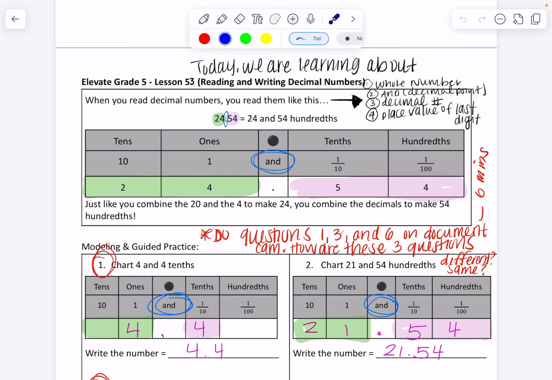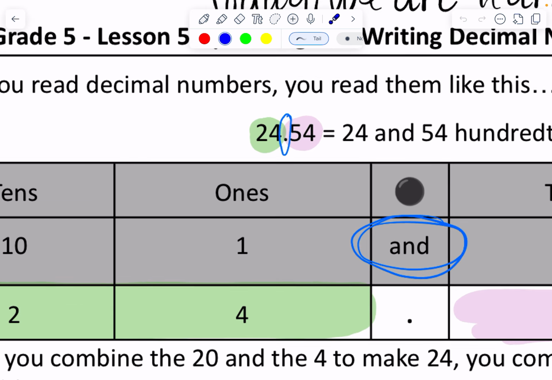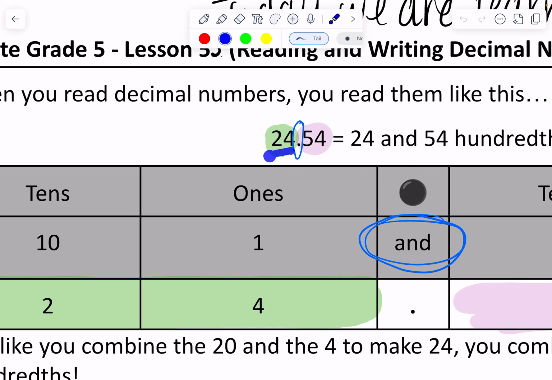So there are 4 parts in how to say these numbers, and we want to get students used to saying these numbers, right? So why is 24.54 said as 24 and 54 hundredths? Well, because the first thing that we do is we want to say the number that is before the decimal point, which is 24. We don't say point, or we don't say decimal. We say the word and whenever we see the decimal point, right? So 24 and. Third step is to say the number that is after the decimal point, so 24 and 54.